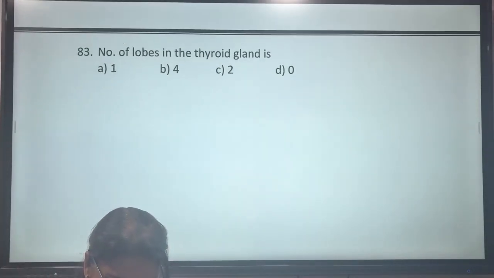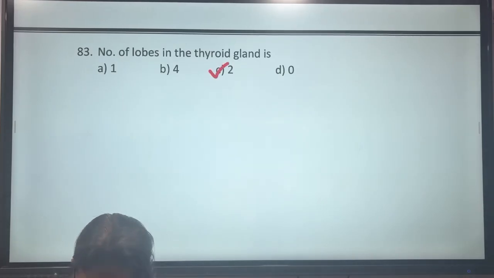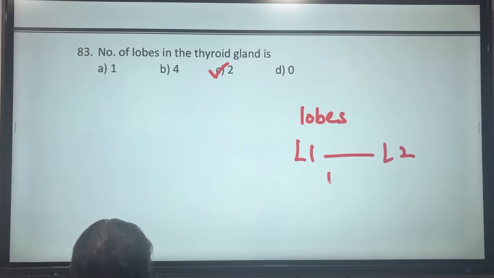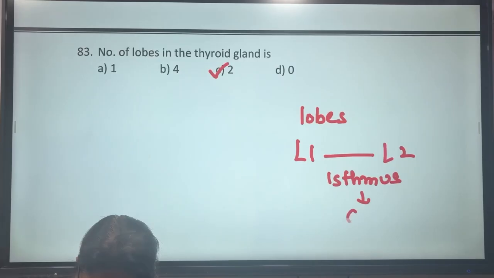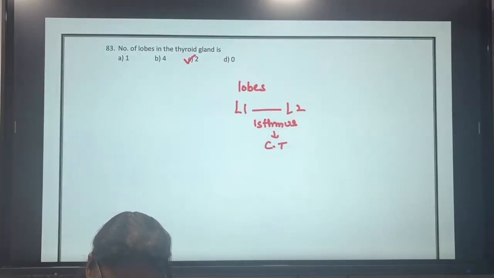83rd question. Number of lobes of thyroid gland is 2. There are 2 lobes, so lobe 1, lobe 2. The connection in between is called the isthmus. It's a connective tissue band. So answer is option C.